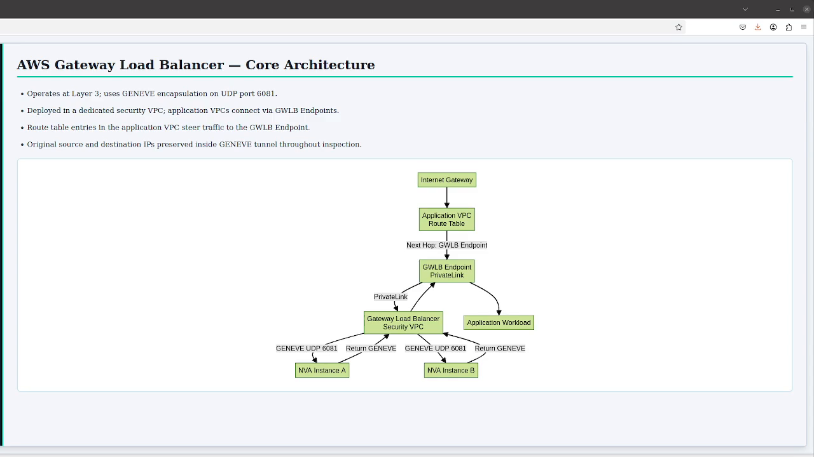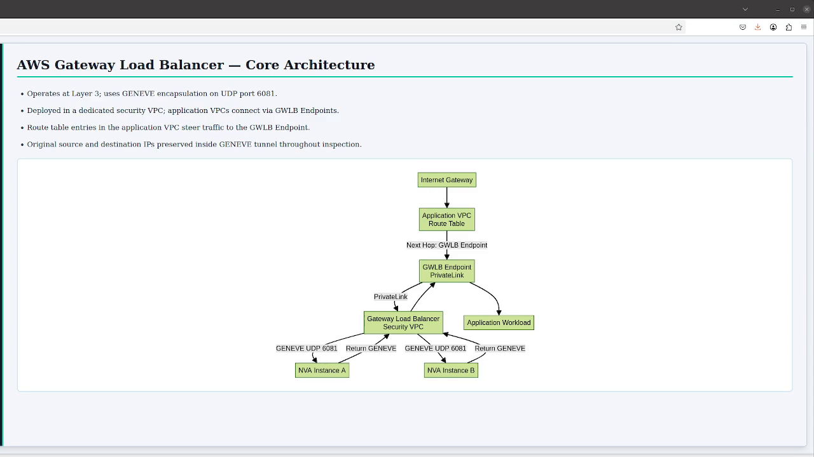The diagram shows the three-zone architecture. The Internet gateway on the ingress side receives inbound traffic. A route table entry in the application VPC's edge or subnet route table sends that traffic to the GWLB endpoint instead of directly to the workload. The GWLB endpoint forwards traffic across PrivateLink to the GWLB in the security VPC.